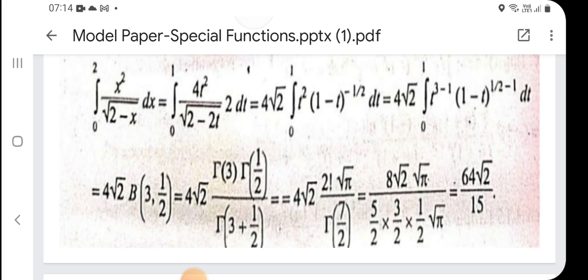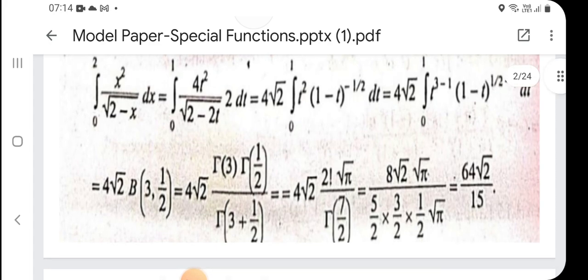So 4 root 2 into, what is gamma 3? Gamma n is given by n minus 1 factorial, so it becomes 2 factorial, and gamma half is nothing but root pi, and then divided by gamma of 7 by 2. So 4 into 2, 8 root 2 into root pi divided by gamma 7 by 2. So we are going to put it in the standard form gamma of n plus 1. So 7 by 2 can be written as 5 by 2 plus 1, and gamma n plus 1 becomes n into gamma n. So 5 by 2 into gamma of 7 by 2, 5 by 2 into gamma of 5 by 2.